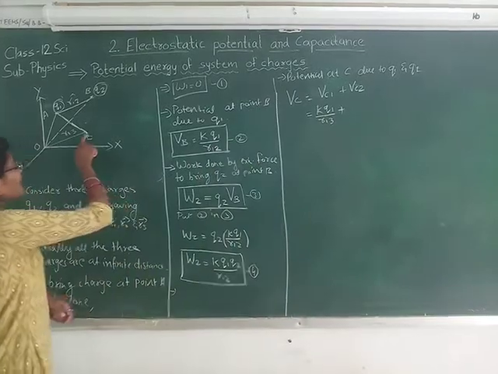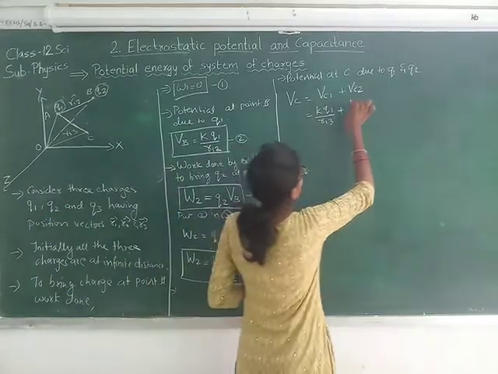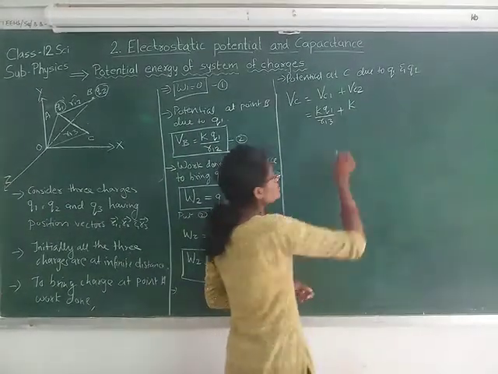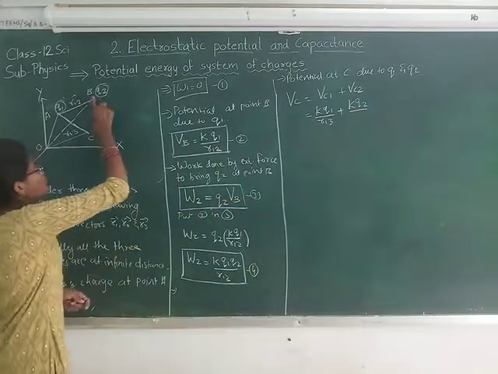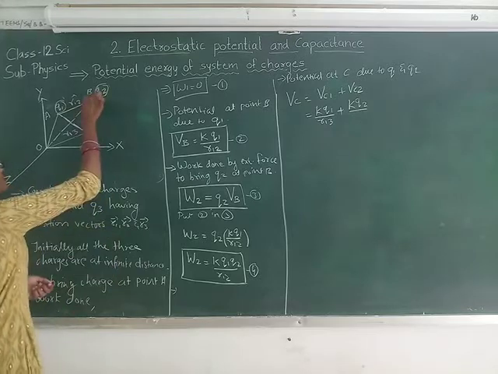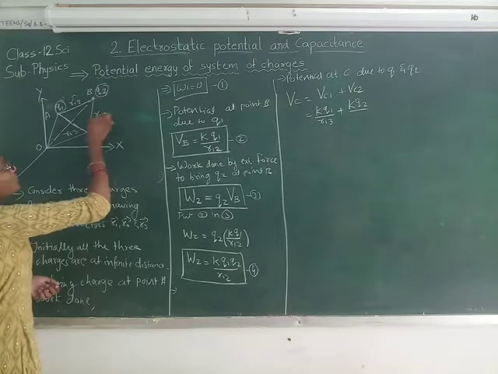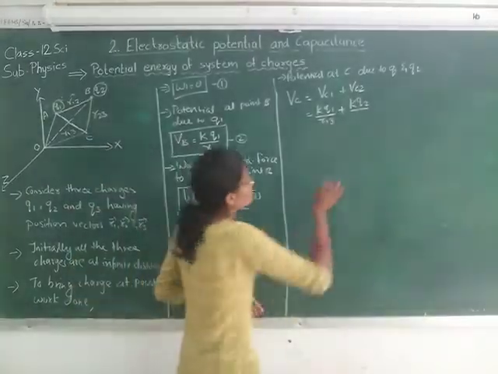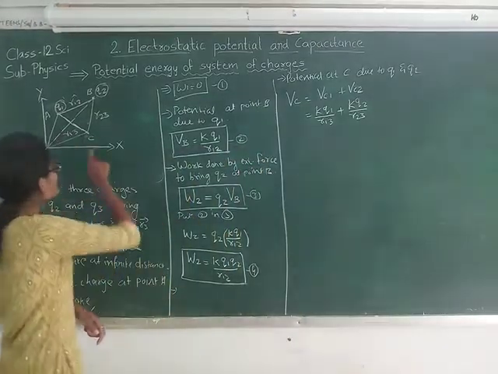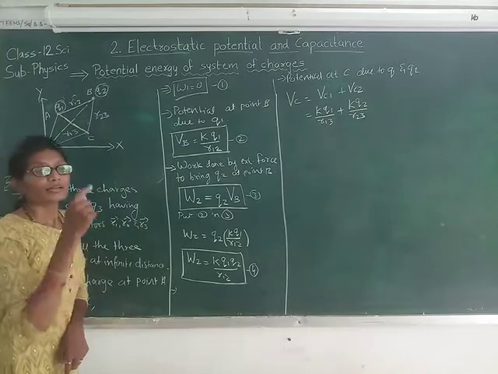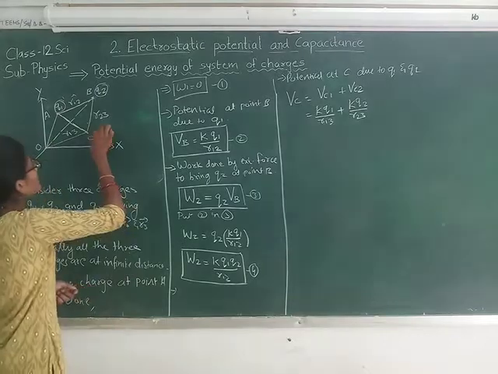Now potential at point C due to Q2 charge. The general equation will be K Q2 upon the distance between the charge and the point. That is the distance between Q2 and point C, that is R23. So we got the potential at this point due to Q1 and Q2. Now we need to bring the charge Q3 over here.